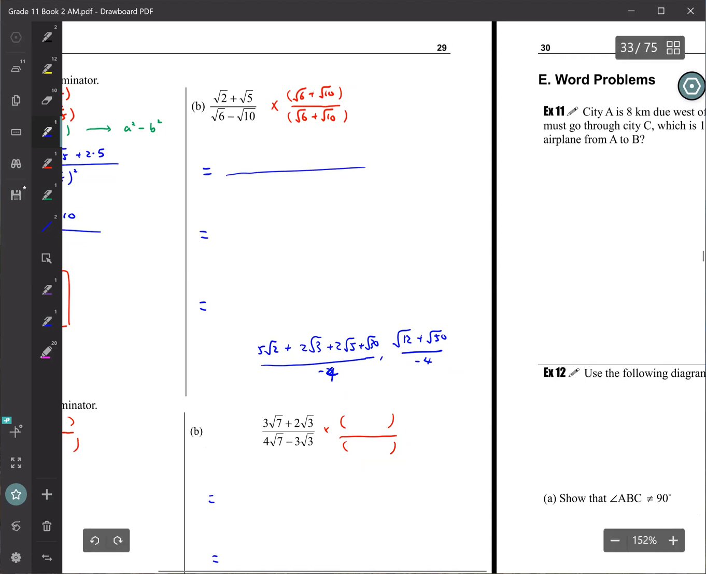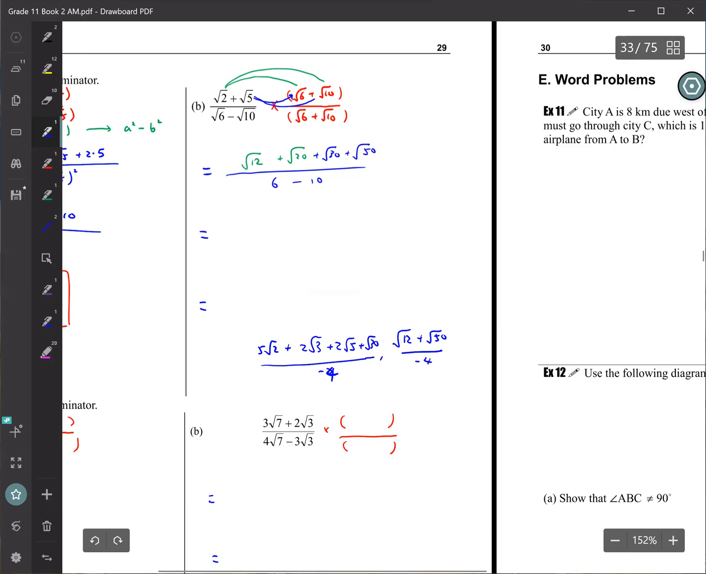Right, so for the denominator, you square the a, which is the root 6, that'll give you 6, minus the square of the root 10, which will be 10. Okay, and for the numerator, you just expand. So that gives you root 12, and then plus root 20, and then root 30, and then root 50.